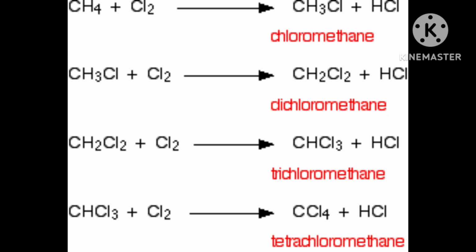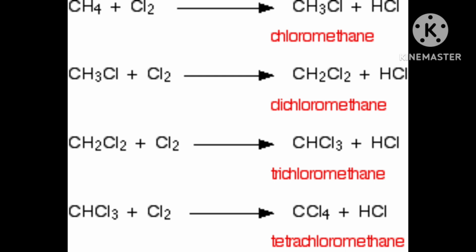Iodination is very slow and a reversible reaction. It can be carried out in the presence of oxidizing agents like HIO3 or HNO3. This reaction takes place in the presence of an oxidizing agent, as for example HIO3 and HNO3.